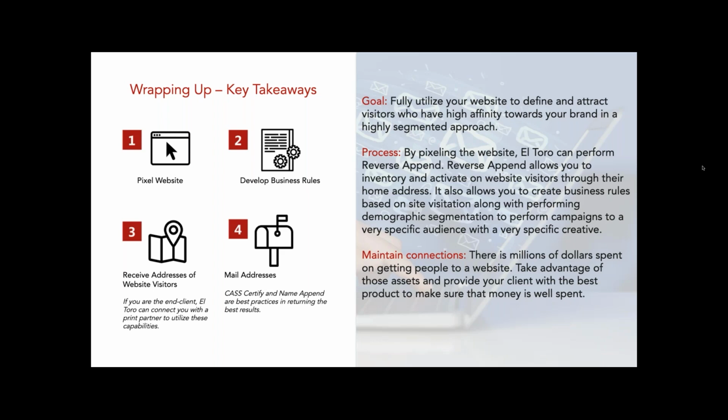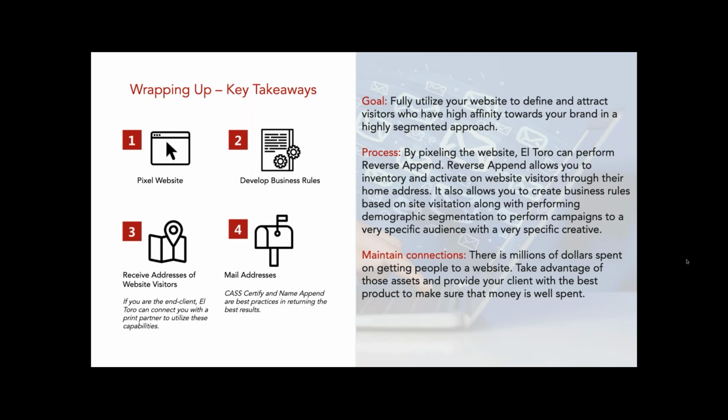First things first, if you're looking to use reverse append, we need to have the ability to pixel your website. From that website and that pixel being placed, we're then going to create business rules based on the path of journey that an individual has on your specific website, looking at the IP addresses that visit. That's what that pixel gives us the ability to do. Once we have those IP addresses nightly, so 24-hour turnaround, we process those and we turn them into household addresses. Those household addresses are now capable of being mailed. We send that through SFTP to your print partner or you as a print partner.